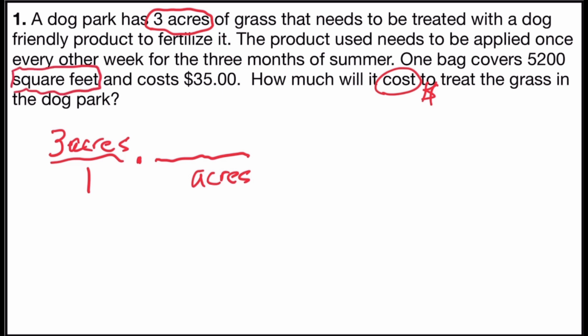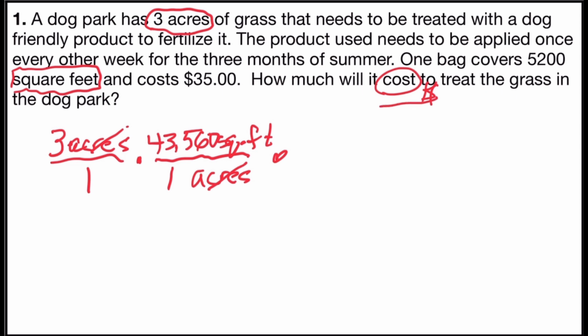And so if I look up online or I have a conversion sheet, I know that in every 1 acre there is 43,560 square feet. And so that is the ratio of 1 that I'm going to use. And now if you notice, I have acres in the numerator and acres in the denominator, and I can cancel out those units, and so now my answer will be in square feet.